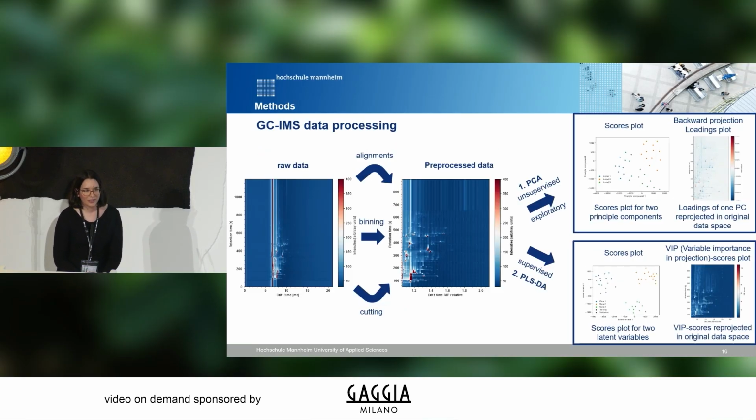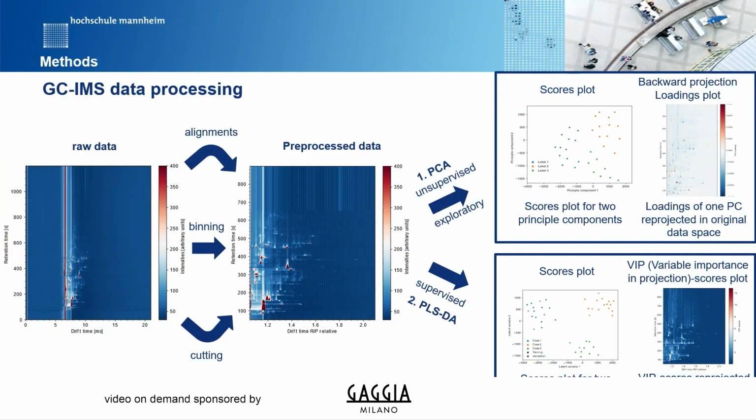I'm not trying to go into too much detail because I know this can be quite overwhelming. However, after we measure the samples, we get raw data, so an IMS spectrum in this case, and after some alignment, binning, and cutting, we are then left with pre-processed data, which we can then use in chemometric models, such as, for example, a PCA, which is an untargeted model, a so-called exploratory model, where we are just having a look at the differences that our samples have without having a look at the labels.